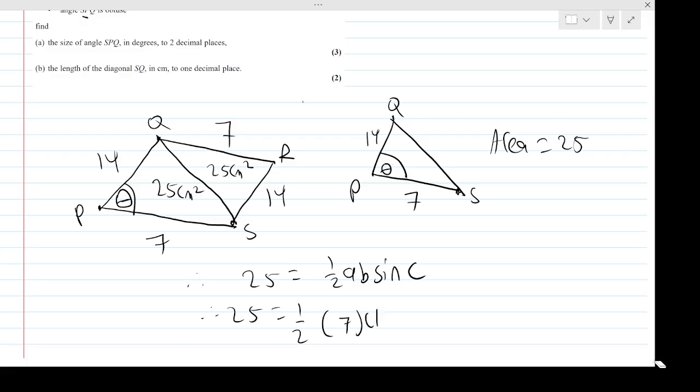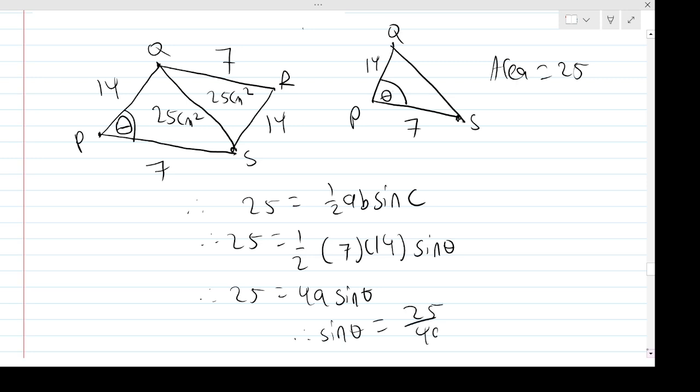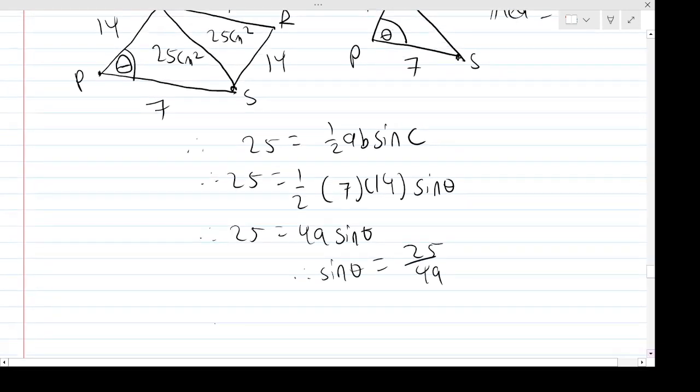So therefore then we get sine theta. No, sorry, we get 25. Half times 14 is 7. 7 times 7, so we get 49 sine theta. Therefore sine theta is 25 over 49. So then if we do the inverse sine, we get theta is 30.677, blah blah blah. But again, there will be a second possible solution for the angle theta.